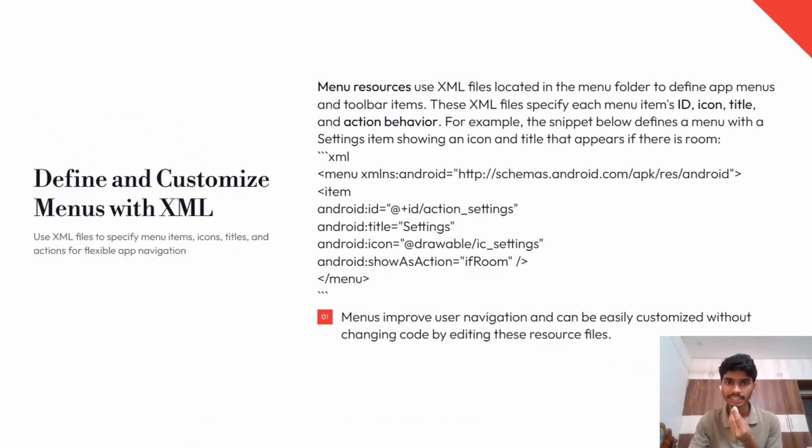Menu resources are XML files that define the navigation items, icons, and actions in an Android app. These files are stored in the menu folder and specify each menu item's ID, icon, title, and action behavior. For instance, a simple menu might contain a settings item with an icon and title that appears when there's enough space on the toolbar. Menus can be modified or extended easily by editing these XML files without changing the Kotlin or Java code. This design pattern improves app navigation and keeps the UI flexible and consistent across screens.